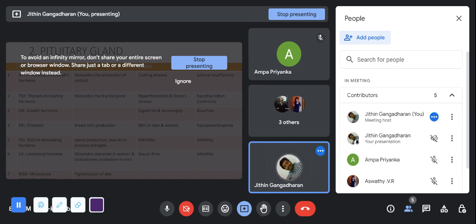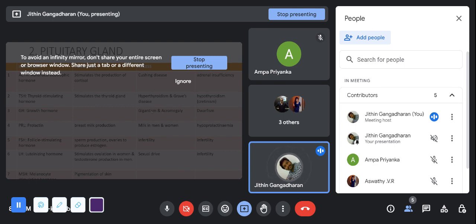Second one is TSH, the thyroid stimulating hormone. What is the thyroid stimulating hormone? It leads to stimulation of the thyroid glands, right? So that is the TSH hormone. It leads to the release of the thyroid hormone secretions.